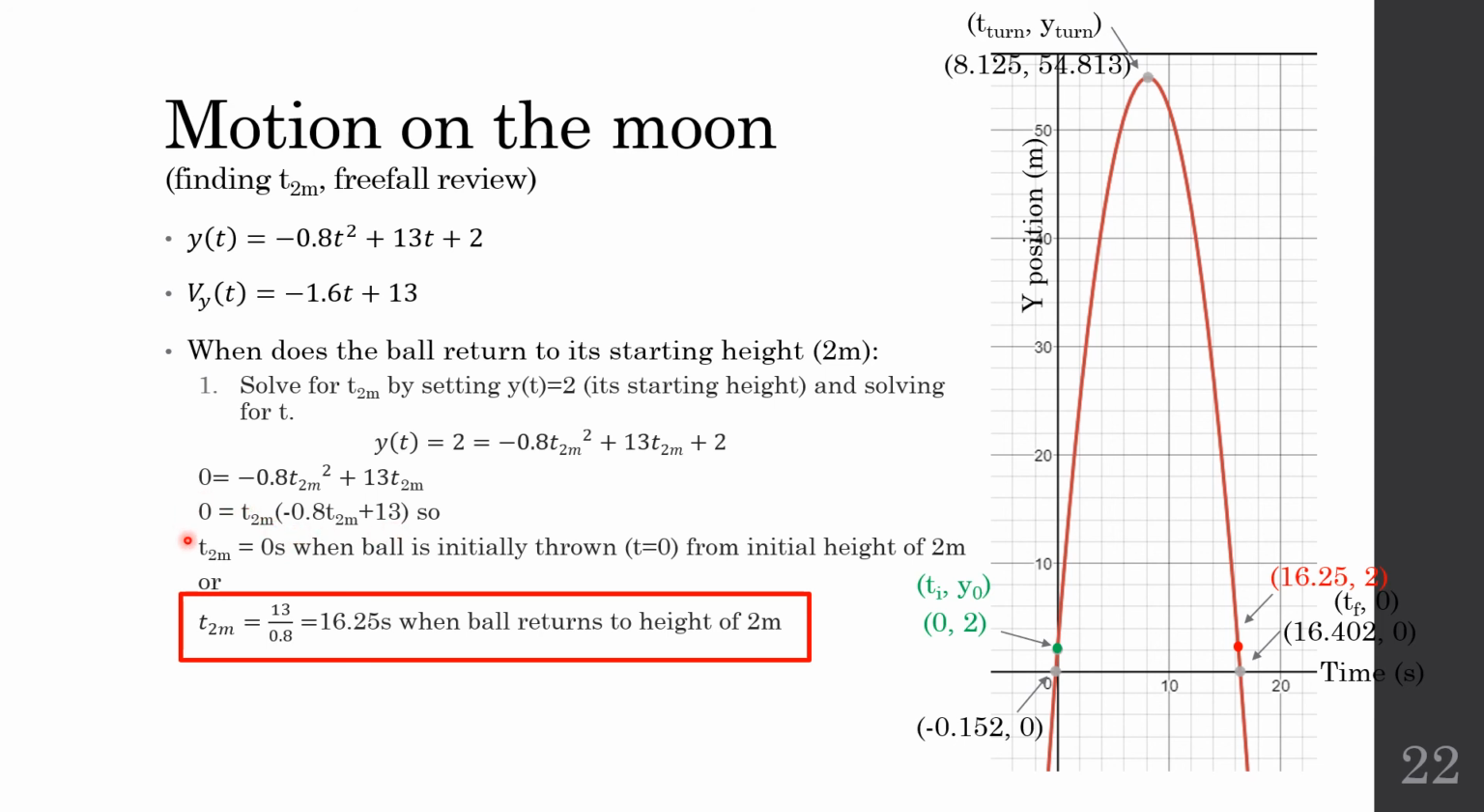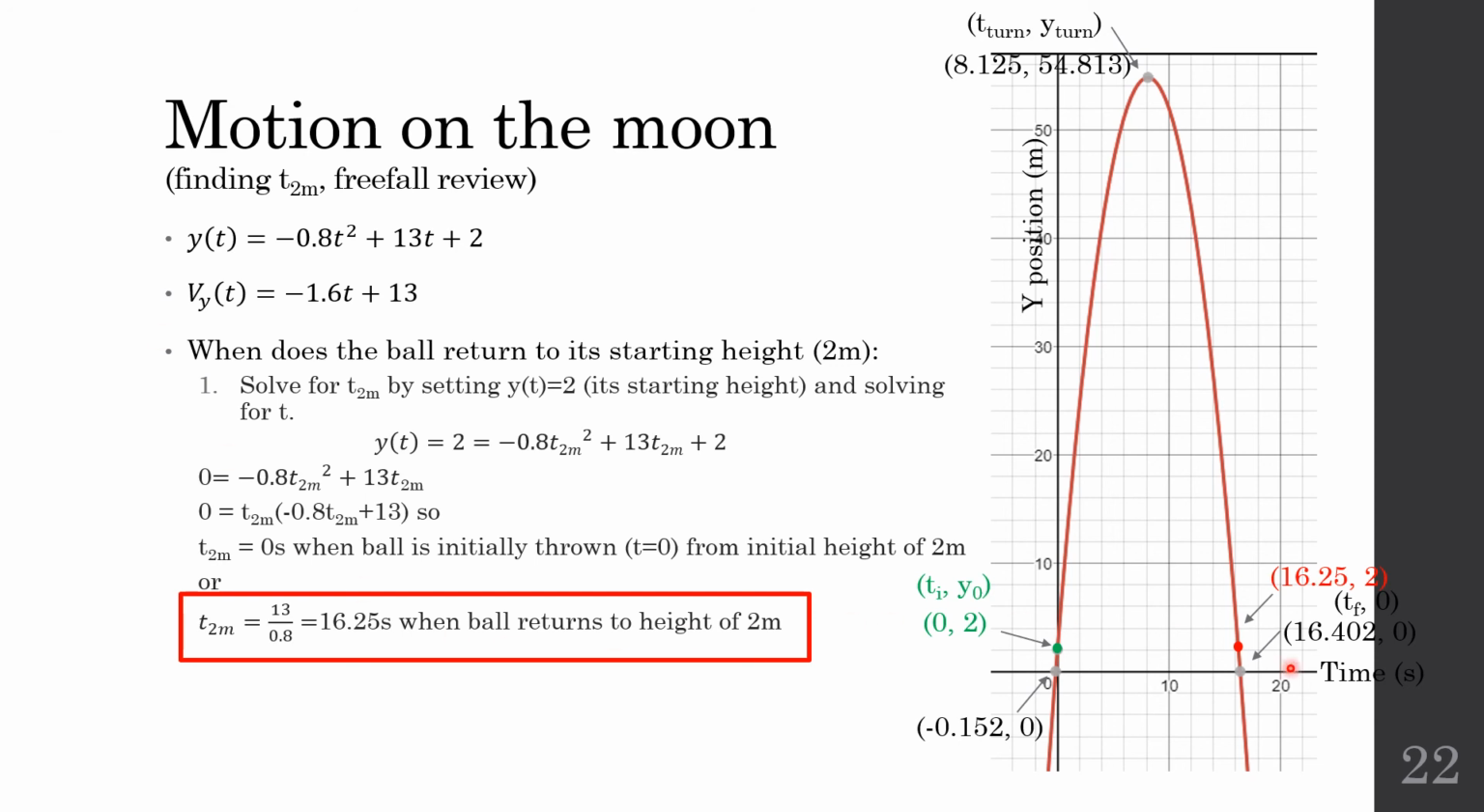Well, obviously this one is 0, because that's our starting point, t initial. And the other one, the one we're looking for, when it returns to the initial height, is solving for this root. When we do that, we find that it is 16.25 seconds when the ball returns to a height of 2 meters.